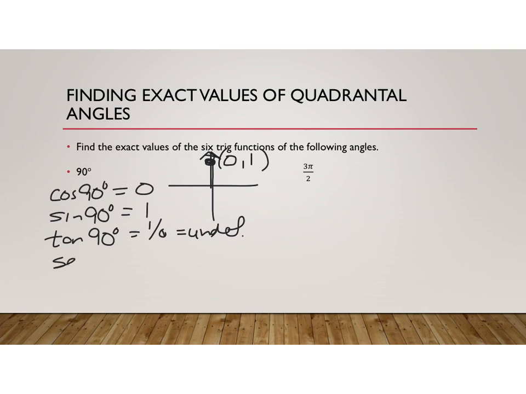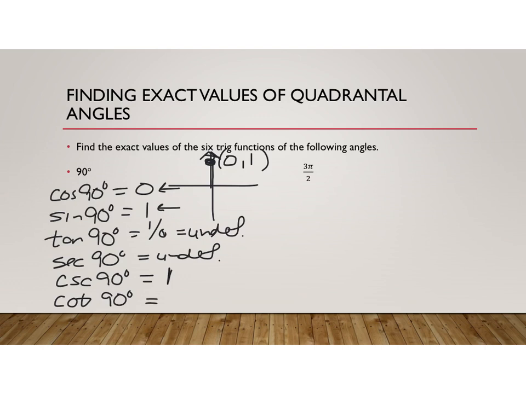And then I'm going to do reciprocal. Secant of 90. The reciprocal of 0, putting 0 down the bottom of the fraction, the reciprocal of 0 will always be undefined. Cosecant of 90 is the reciprocal of sine. The reciprocal of 1 is 1. And then cotangent of 90 is the reciprocal of undefined. Flipping undefined would be 0.